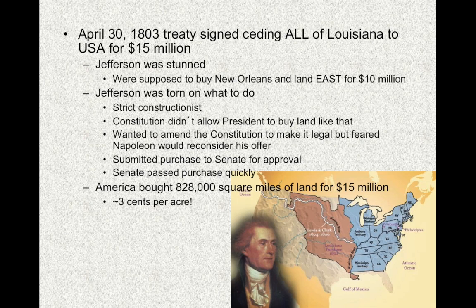And Jefferson is stunned. First of all, they were offered just New Orleans, right there at the Gulf of Mexico, and a little bit of land east from New Orleans, for 10 million. But now Napoleon's going to give all this land for 15 million, a mere $5 million more than what he had actually authorized. But Jefferson's stuck because he's a strict constructionist. He believes in a strict interpretation of the Constitution. The Constitution does not allow the president to buy land like that, so he's stuck. Contradiction. Remember Jefferson and his contradictions.